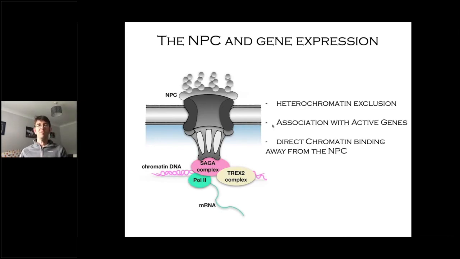So what we know from this system is that we have heterochromatin exclusion surrounding the nuclear pore complex. There is the association with active genes, and there's also direct chromatin binding of nuclear pore proteins when they're away from the nuclear pore complex. So it may be possible that nuclear pore proteins bind to chromatin, and then they bring those loci towards the nuclear pore complex when the nuclear pore complex is reformed. And there really is some work to be done in this area.